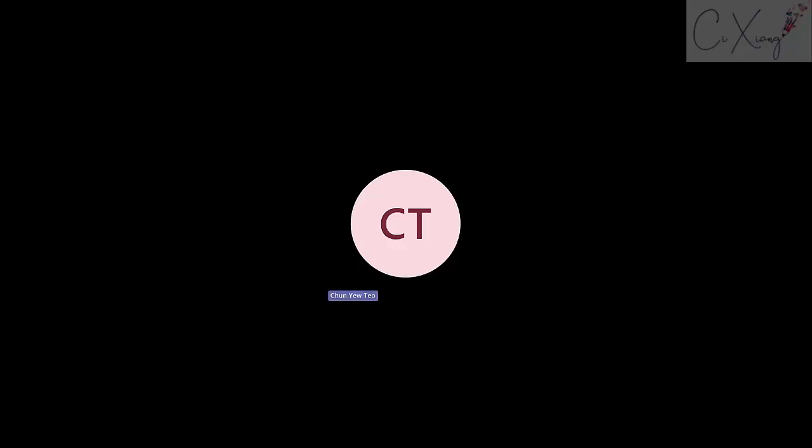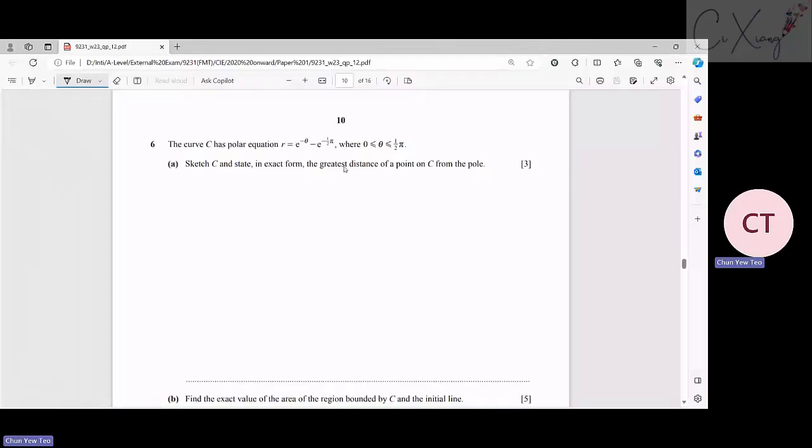Okay, now we take a look at question number 6. The curve C has the polar equation r equal to e to the power negative theta minus e to the power negative half pi, where theta is from 0 to pi over 2. A. Sketch C and state in exact form the greatest distance of a point on C from the pole. So what you need to do is to sketch the curve. Over here, we need to draw a table.